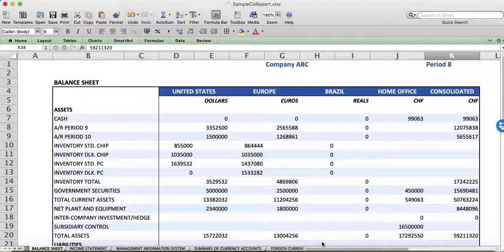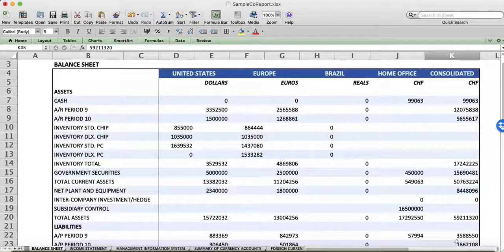In order to get an overall view of the economics of your company, you need to agglomerate the different bits and pieces that you have in the USA, in Europe, possibly in Brazil, and also in the home office. So the last column of your balance sheet provides you with this consolidated view of your balance sheet. We will first look at the assets and then liabilities and equities.